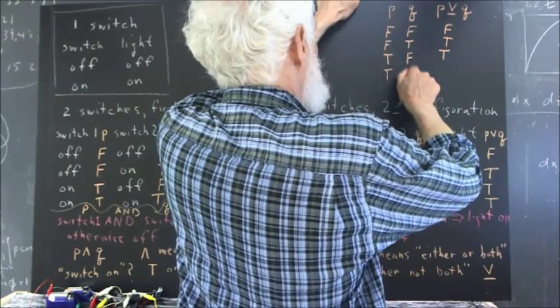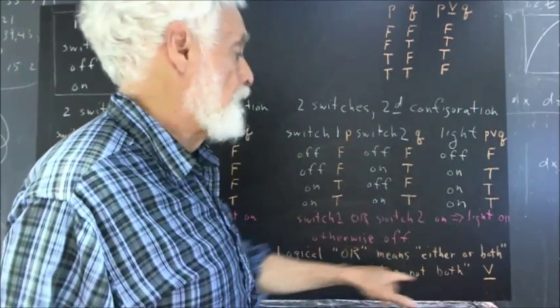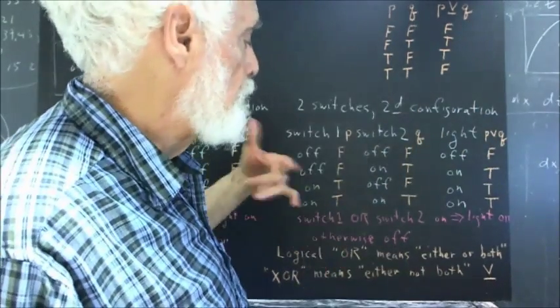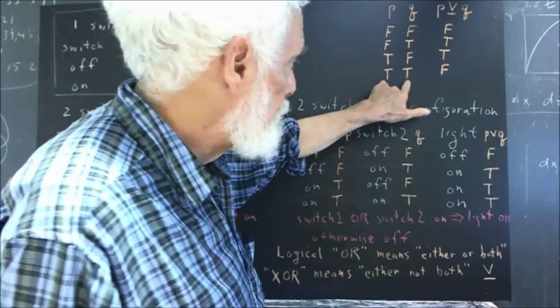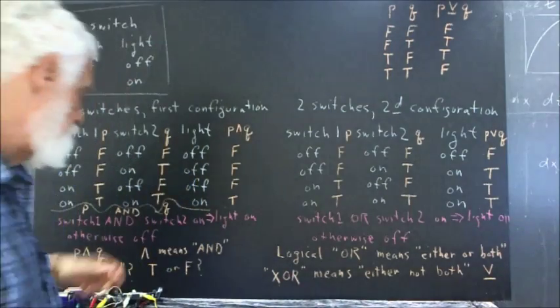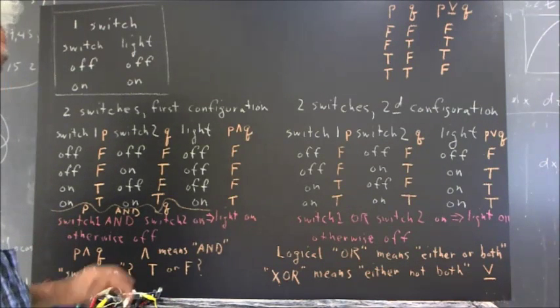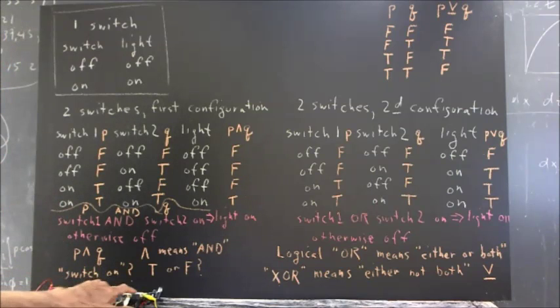But if both switches are on, well, it says either, not both. Exclusive OR. Both of them on, the light is not going to light. Now you can think about how you might achieve that, or even whether you can achieve that kind of a result with just some combination of switches.